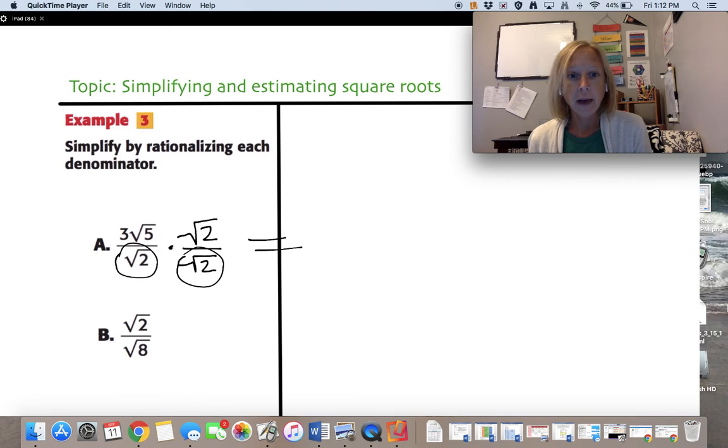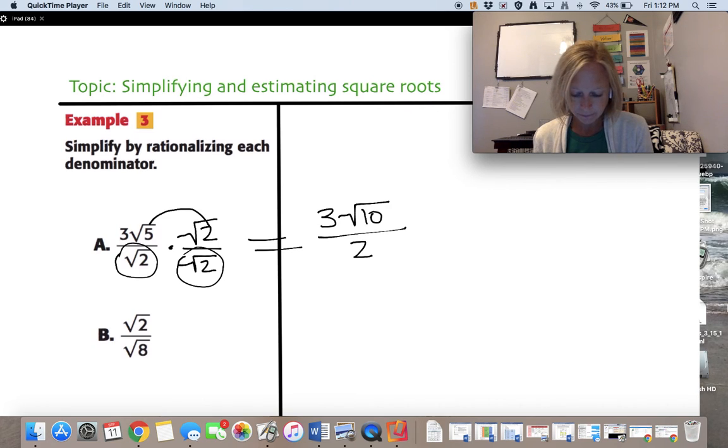3 square root of 5 times the square root of 2. I multiply the two things that are inside the radicals. These are not like radical terms, but right now I'm not being asked to add or subtract. I'm being asked to multiply. So the 3 remains the coefficient, and then 10 becomes our radicand. The square root of 2 times the square root of 2 is simply 2.